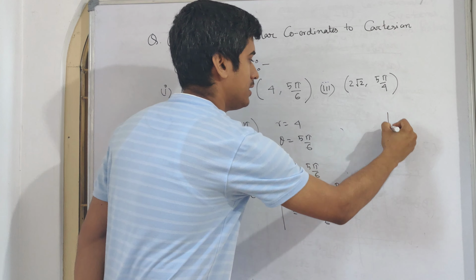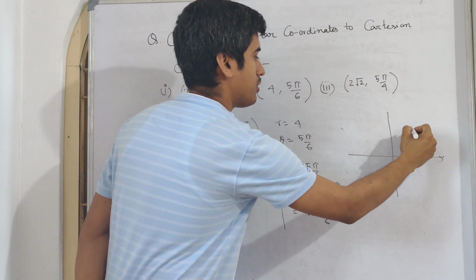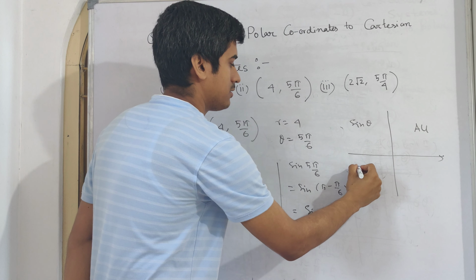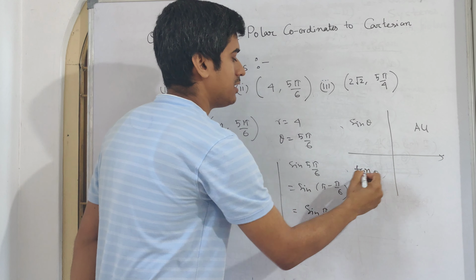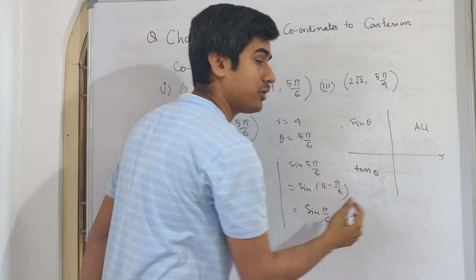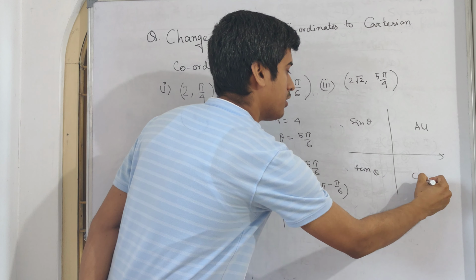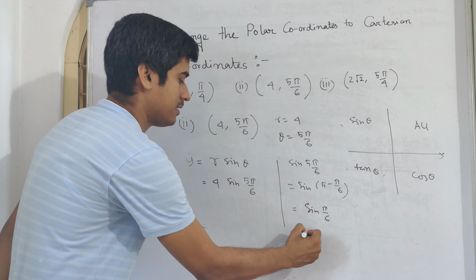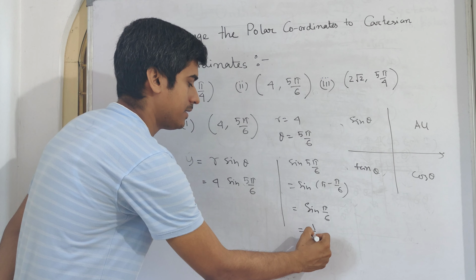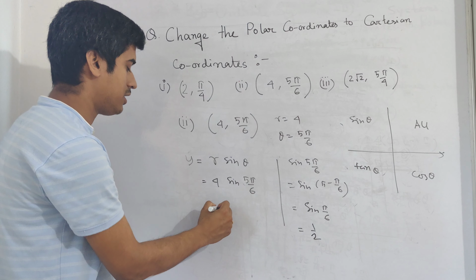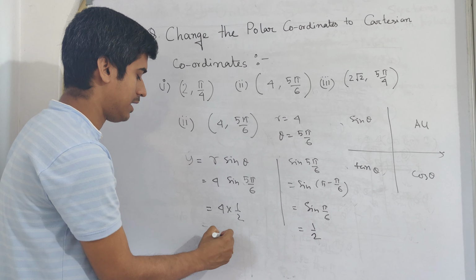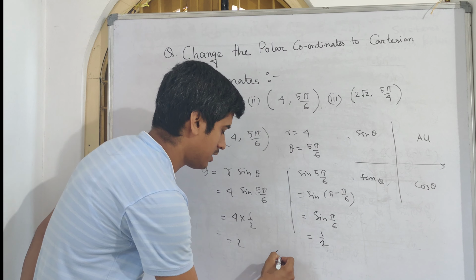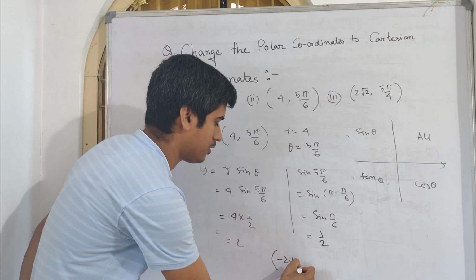We know that in the first quadrant all are positive. In the second quadrant only sin is positive. In the third quadrant tan theta is positive, and in the fourth quadrant only cos theta is positive. So sin pi by 6 is 1 by 2. So putting the value, we will get 2. So the Cartesian coordinate of the given polar coordinate is (minus 2 root 3, 2).